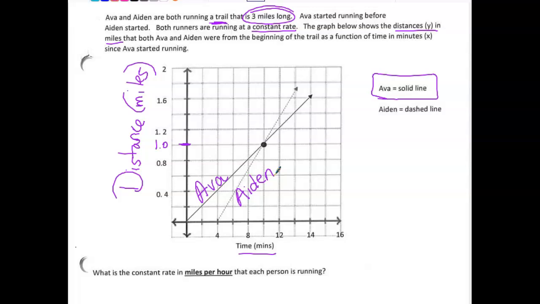I notice that the point of intersection is right here. We call that the POI. And I notice that that is the ordered pair (10, 1). So that's really 10 minutes, 1 mile. So let's go down to some of these questions and see what you came up with.